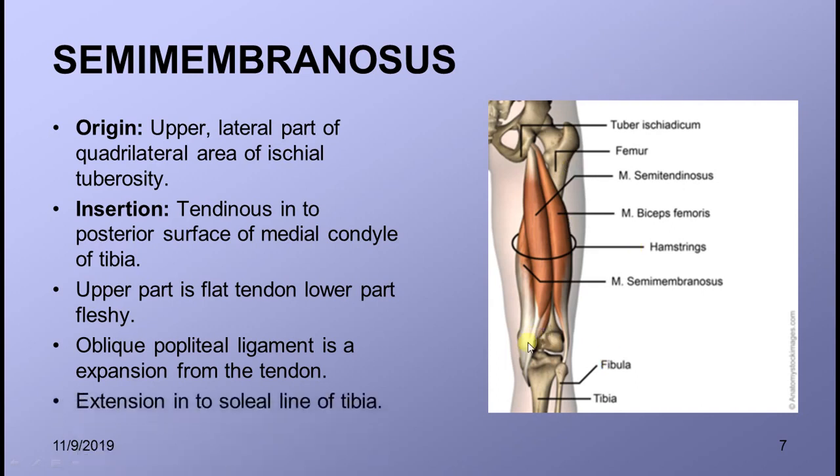Then the insertion also extends into the soleal line of the tibia. Along the soleal line, the soleus muscle originates, but there is a secondary insertion of the semimembranosus muscle.